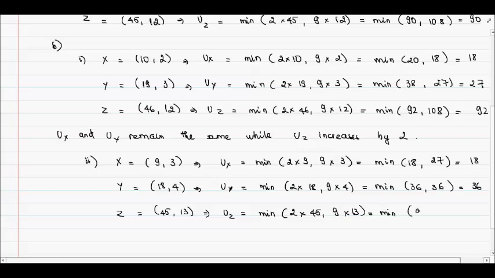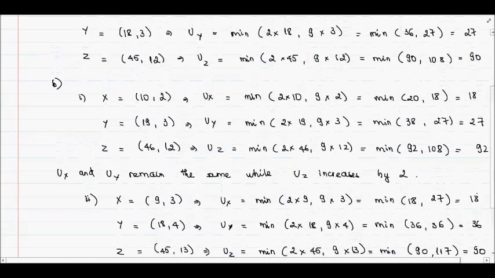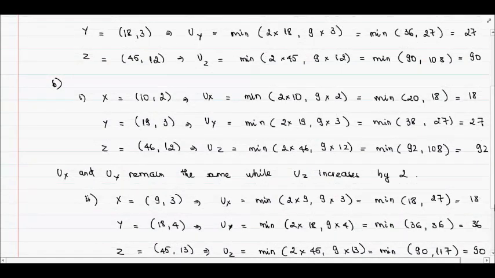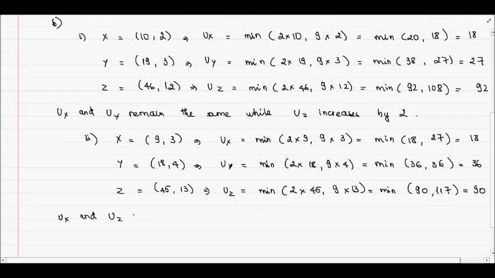So that is just the minimum of 90 and 117. So that's just going to be 90. As you see, compared to the original utility, the bundle X utility remains the same, which is 18. Bundle Z utility remains the same, which is 90. The only difference is now the utility of Y. So we confirm that UX and Z remain the same.